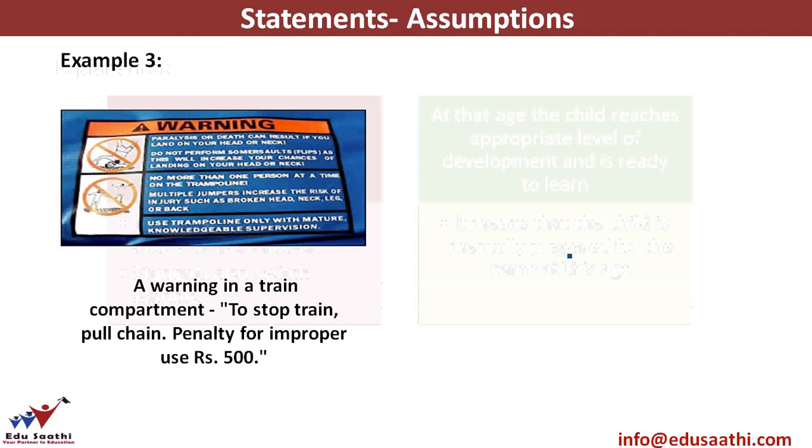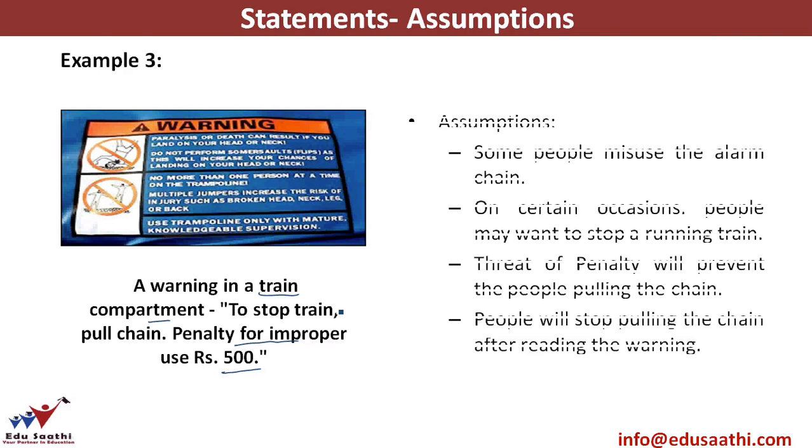Let's see another example. There's a warning issued, right? You see a lot of warnings in public places. One such warning is given in a train compartment. To stop train, pull chain. Okay, with a clause that penalty for improper use is rupees 500. Now think, why will the railways department be putting such a warning? Okay, so some people misuse the alarm chain. What can you say? Yes, only then, that's why they have imposed a fine of rupees 500 for an improper use. So this is a very valid assumption.